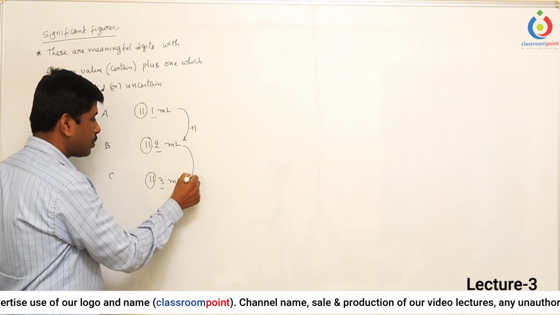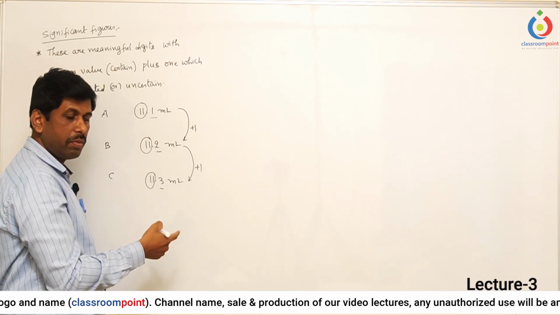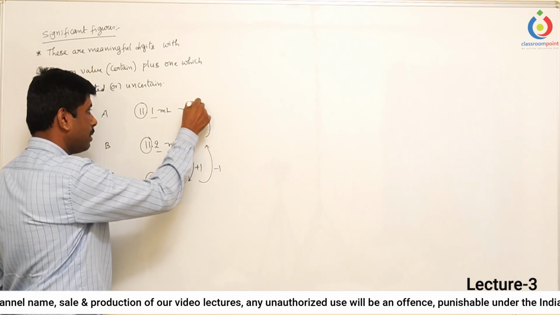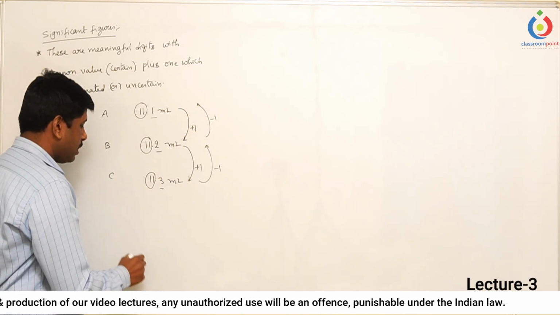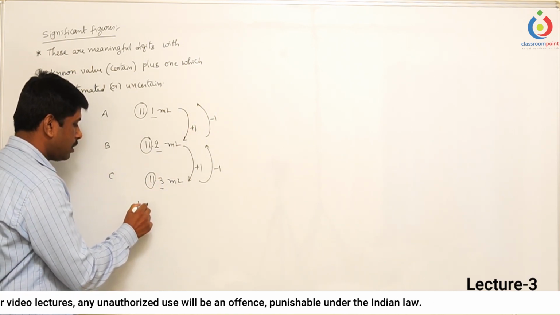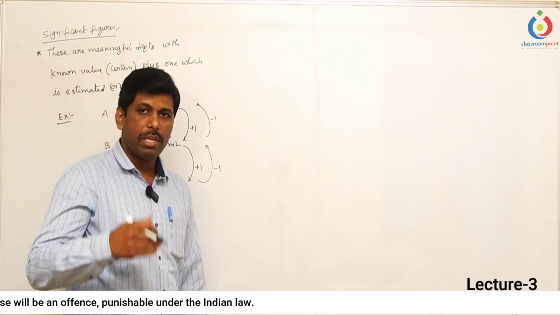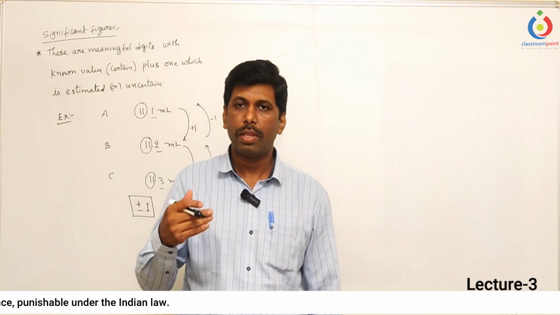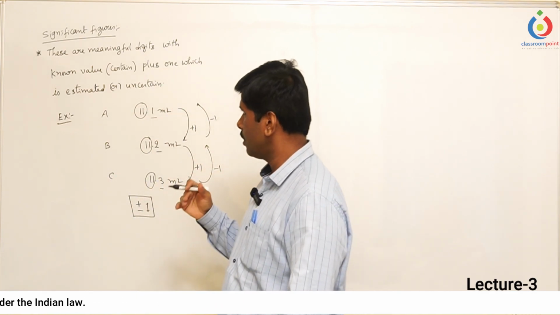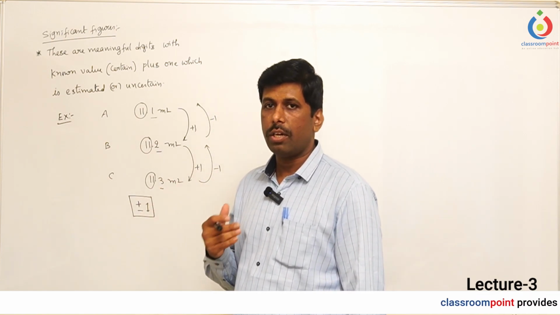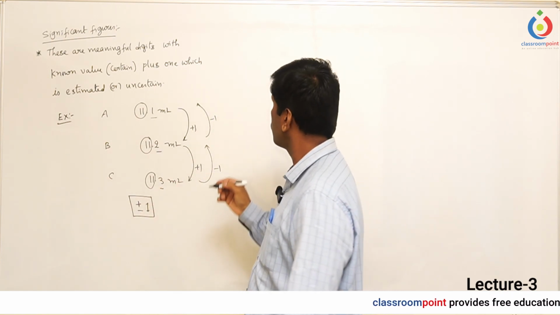If you add plus 1 again, you get another person's value. And if you subtract also, you get the remaining persons' values. That means the last digit value is always uncertain up to plus or minus 1. Maybe it is a plus 1 value or it may be a minus 1 value. Now, let us see what the rules are to know the significant figures.